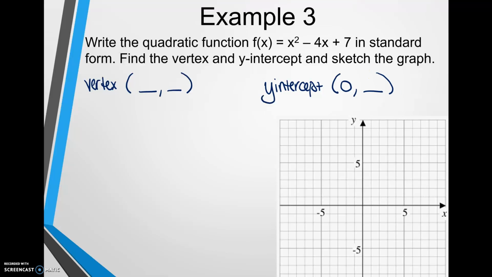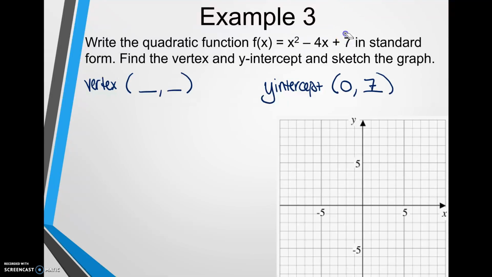Let's go ahead and find the y-intercept first because I think that might be fun. If we plug 0 in, 0 squared is 0. Negative 4 times 0 is 0. 7. When the quadratic function is written in this form, it takes a little bit more work to find your vertex, but a lot less work to find your y-intercept. So we automatically know that 7 is our y-intercept. You don't have to do any math. You just look at the number that doesn't have an x.